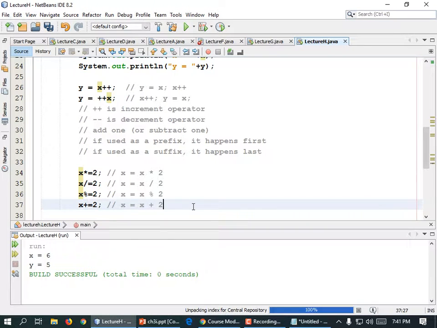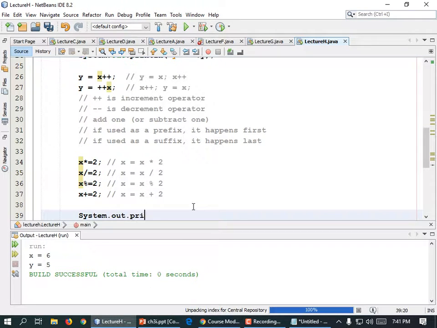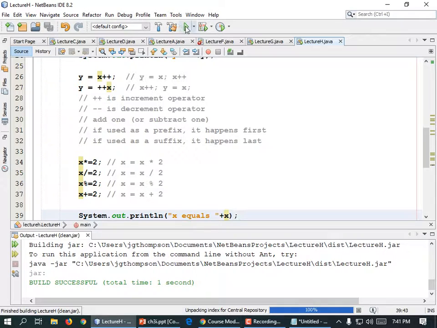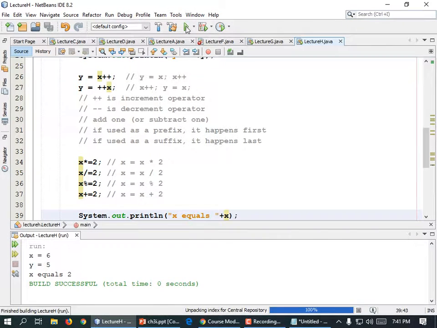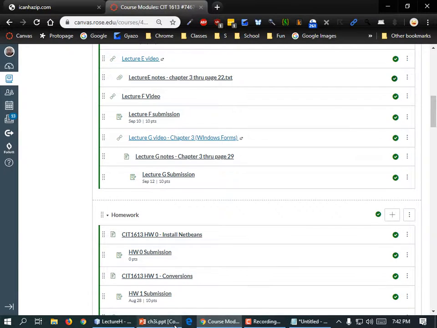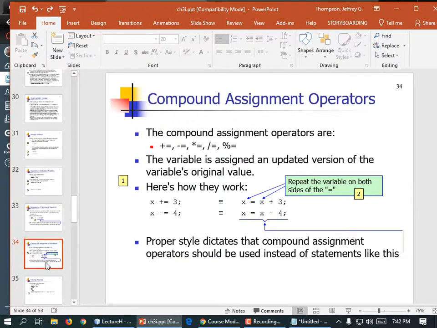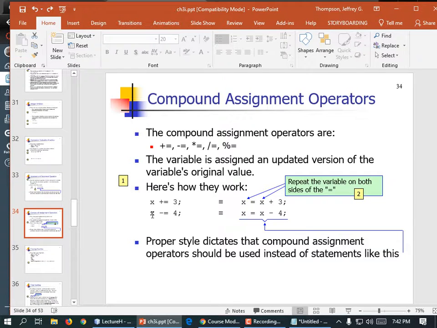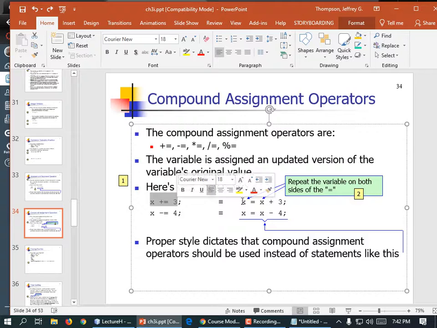I wonder what x equals after all that rigmarole. Let's just print it out. System.out.println("x equals " + x). Yeah, whatever, right? We did a whole bunch of stuff involving 2, and it wound up equaling 2. And again, professional programmers would do that rather than write it out like that. That looks just a little bit more primitive. If you have the ability to do it this way, go ahead and do it that way.